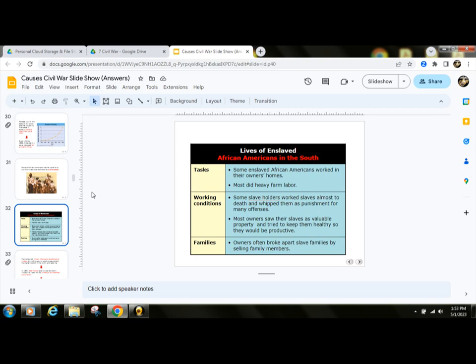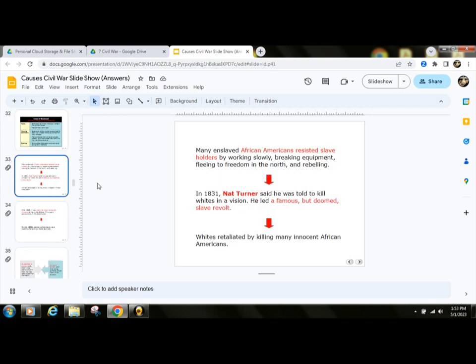Working conditions were tough. Many slaves were worked close to death, whipped for punishment. Many owners saw their slaves as property and tried to keep them healthy so they would be productive. So again, generally, if you treated your slave incredibly badly, then they're not going to work because they're physically ill and sick. Owners often broke apart slave families by selling family members. So again, that was one of those sad byproducts of slavery, that families, the chain of family was broken.